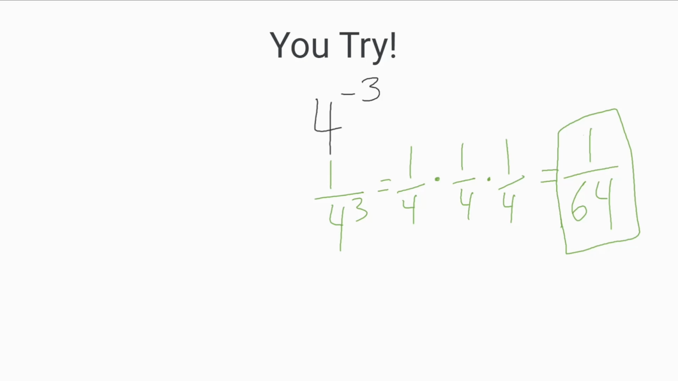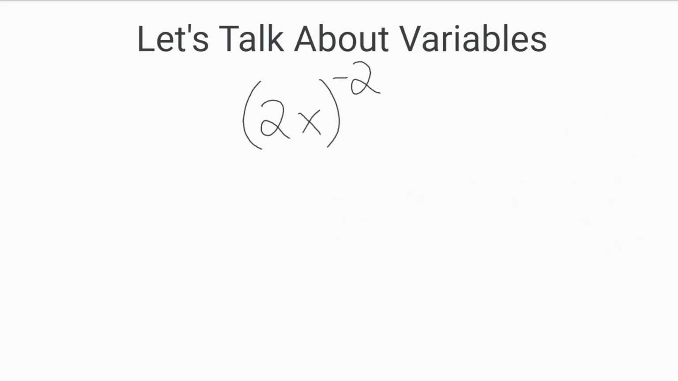Now these problems dealt with just numbers. Let's actually take a look and see what happens when we have a variable involved. So here we have 2x being raised to the negative second power. Our fundamentals here don't change. So I still need to rewrite it as 1 over 2x in parentheses being raised to the second power, which is still just saying 1 over 2x times 1 over 2x.